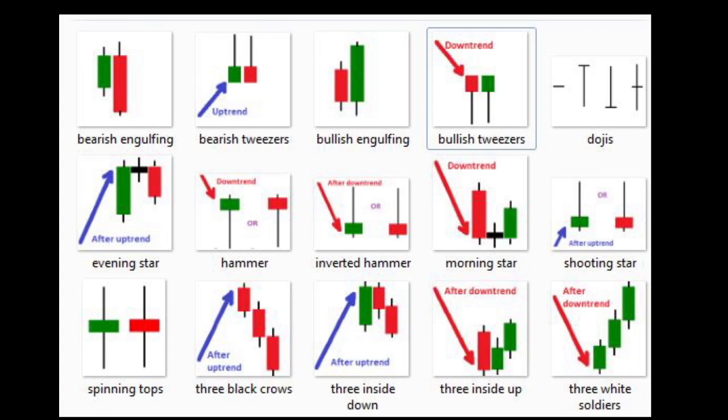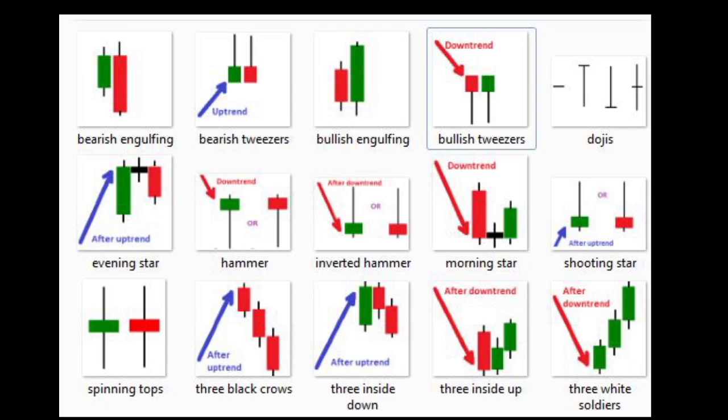The reason why it's called tweezers is, well, kind of obvious. It looks like a pair of tweezers. And when you see that, you can automatically think, oh, hey, this is something that I should watch for, and it's possible that this trend is going to change and become bearish.